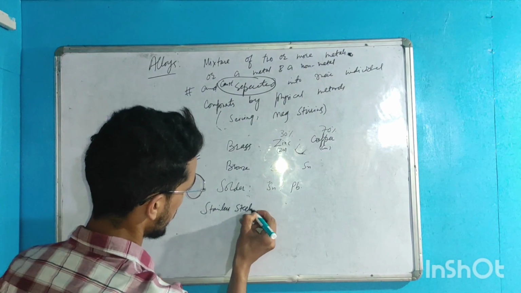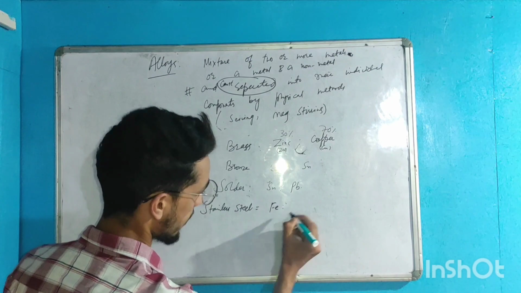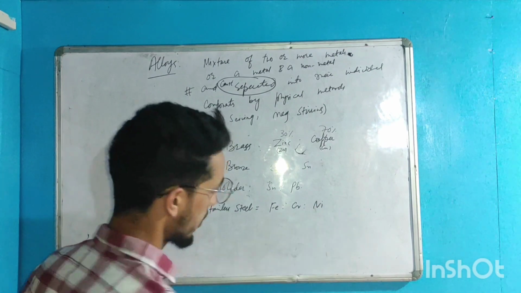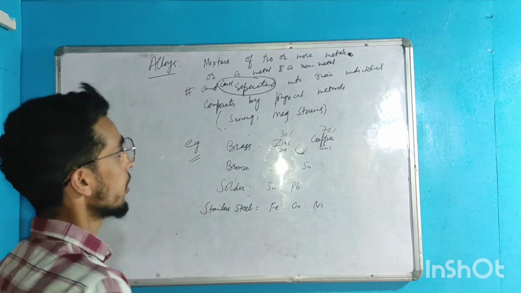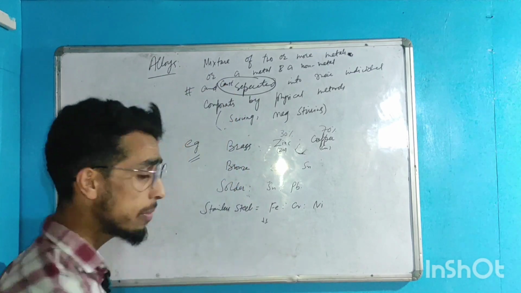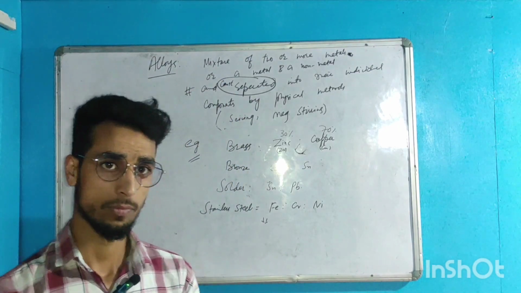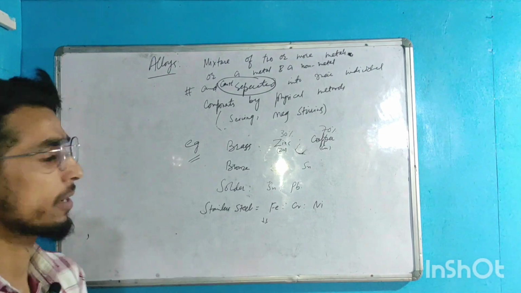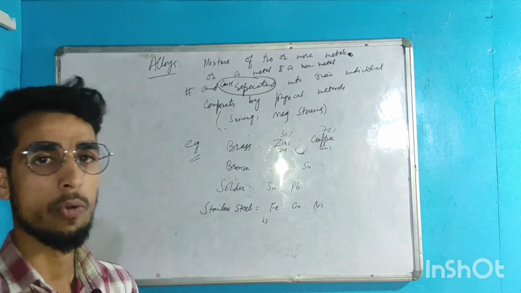Stainless steel: iron (Fe), chromium (Cr), and nickel. It is an alloy of these three. Now, the main thing about an alloy is that it improves the properties of the compound when it is formed.